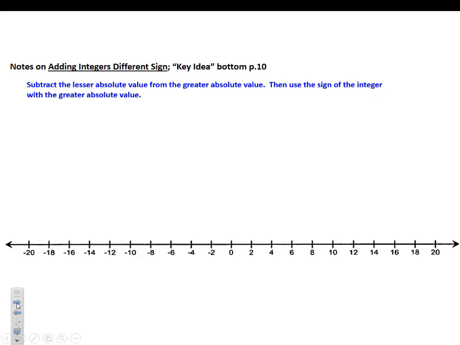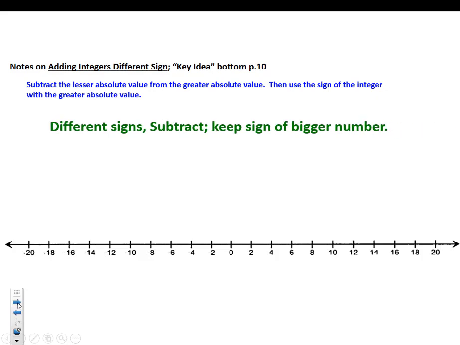And if you remember in video 1, when it had absolute value in there, I said, let's understand that we're doing absolute value, but we're not actually going to spend time doing it. We're just going to understand what it is, and we're going to move on. So in this one, I'm making it simpler by saying, different signs subtract, and then give the answer the sign of the bigger number. So different signs subtract, keep the sign of the bigger number in your answer.